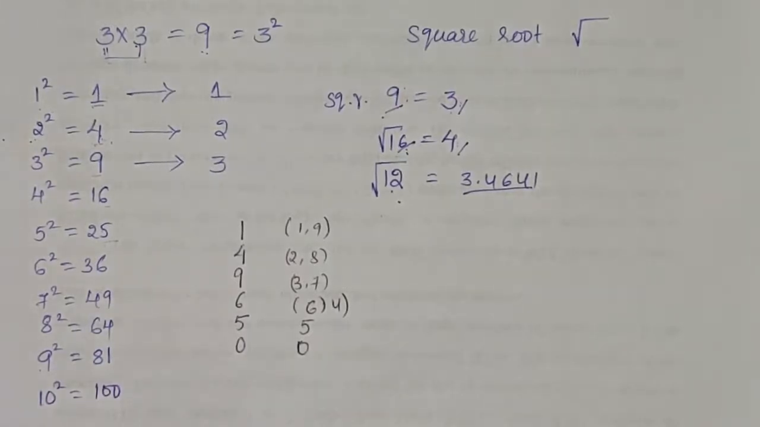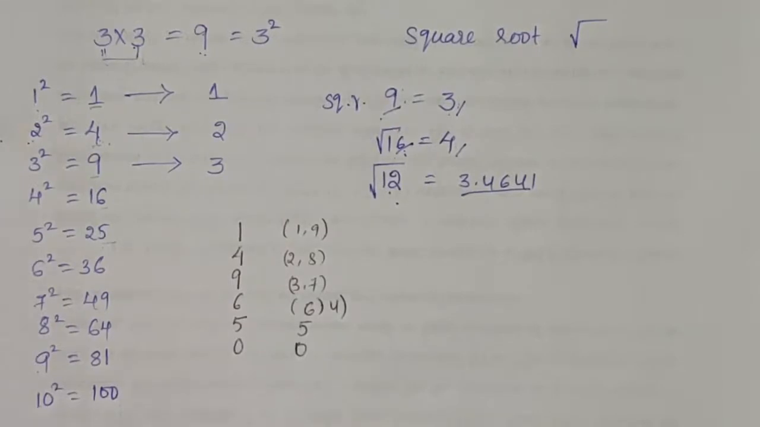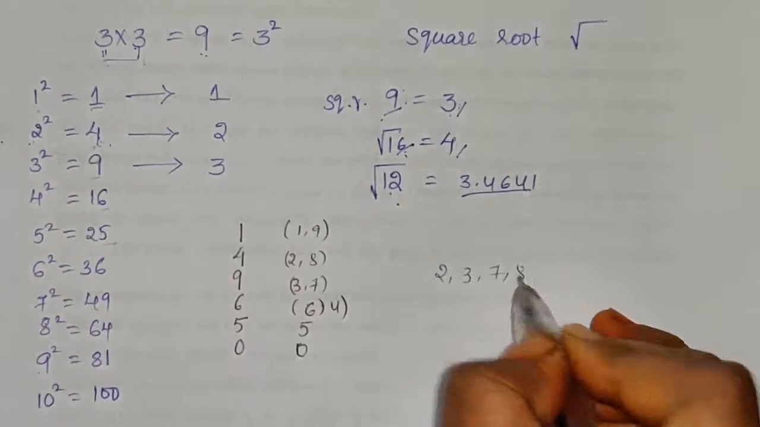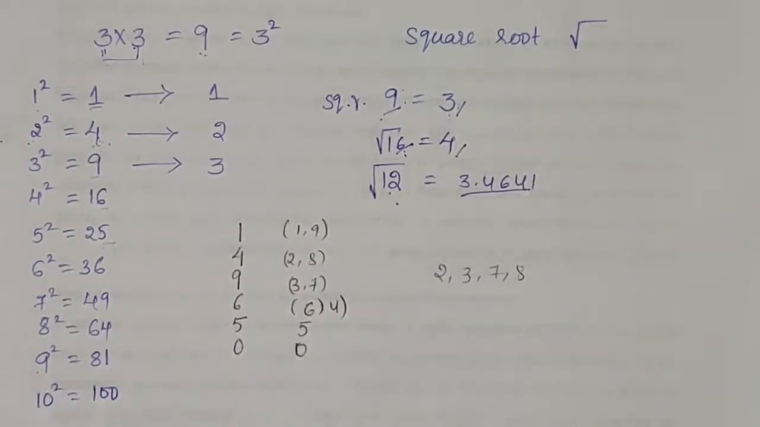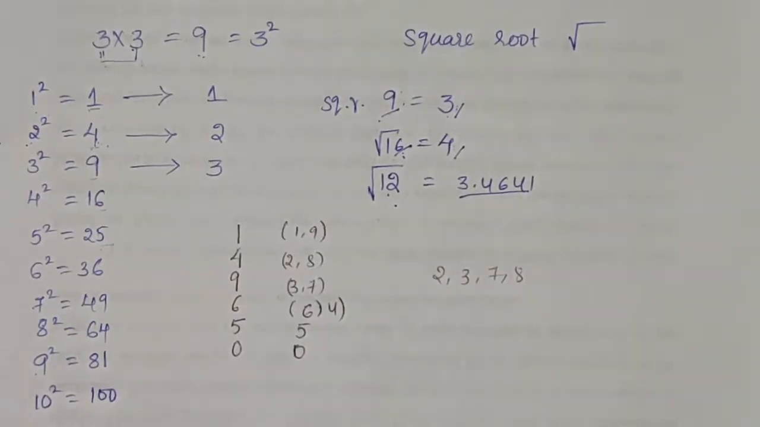So from this we can say a perfect square number should have only these values in its ones place. If it has 2, 3, 7 or 8, any of these numbers, then it won't be a perfect square number. This is the simple overview of the squaring of a number and what the square roots of the numbers are.